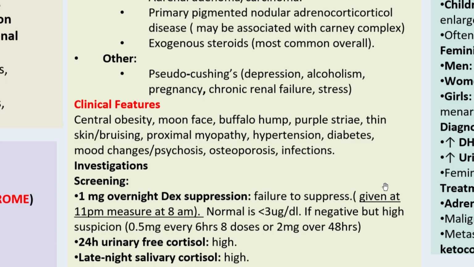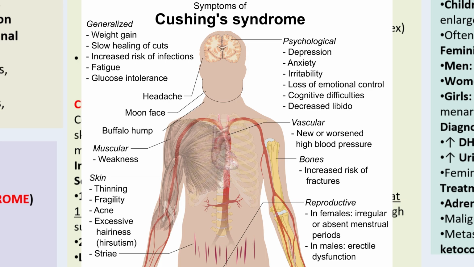So the clinical features of high cortisol are going to be central obesity, the moon face, the buffalo hump, the purple striae, thin skin or bruising, proximal myopathy, hypertension, diabetes, mood changes, psychosis, osteoporosis, as well as infections, because cortisol is found to lower the immunity.